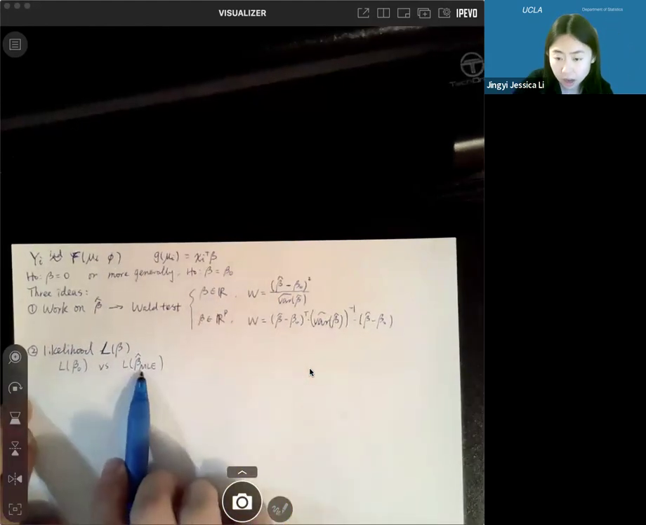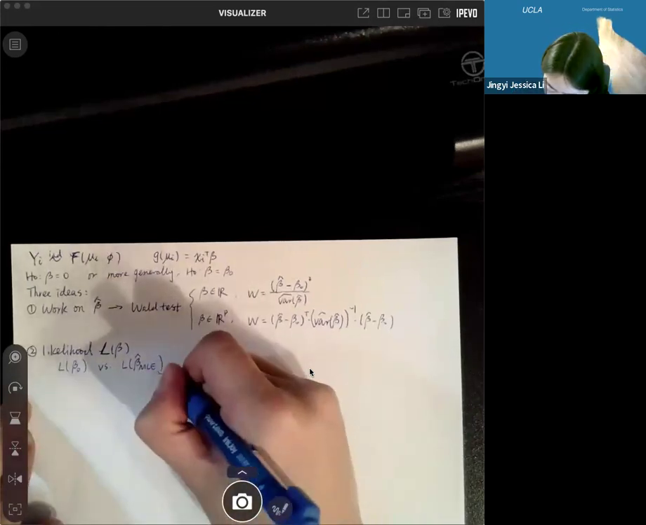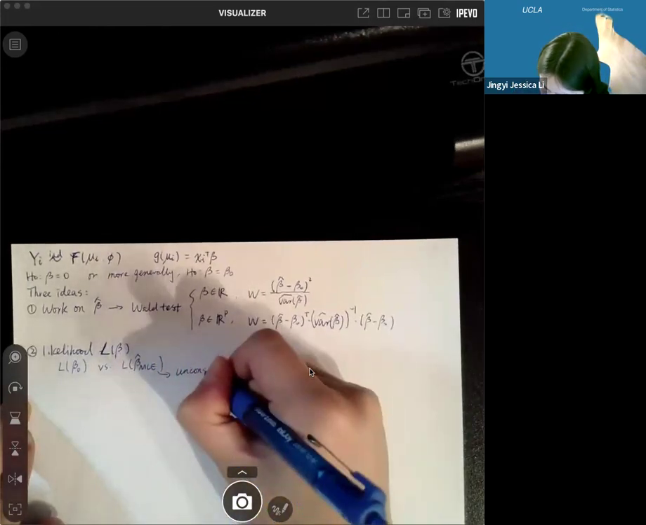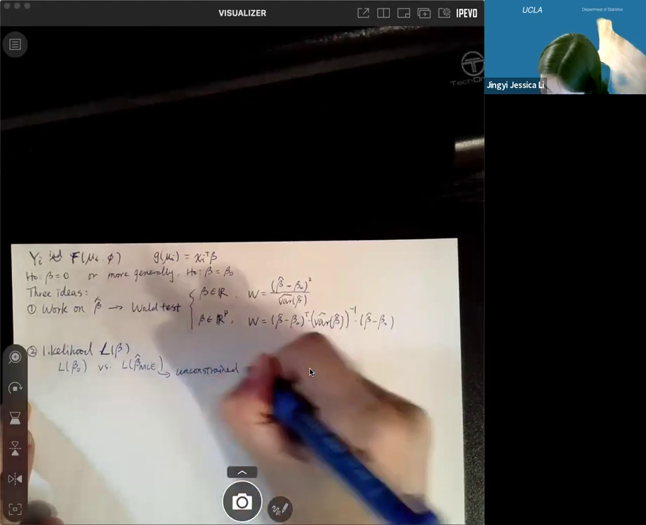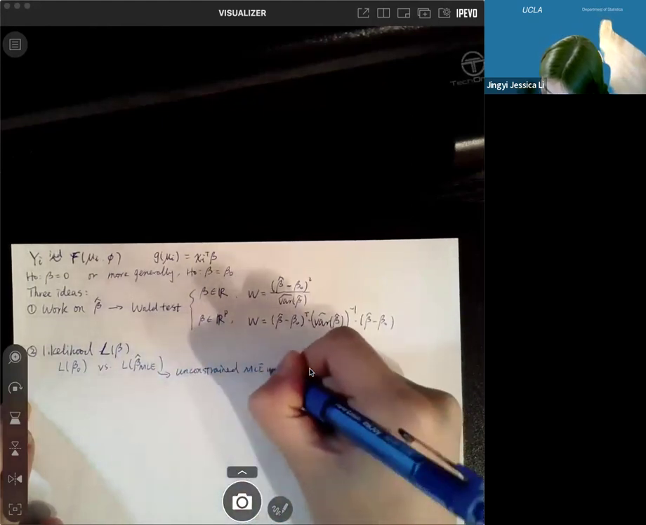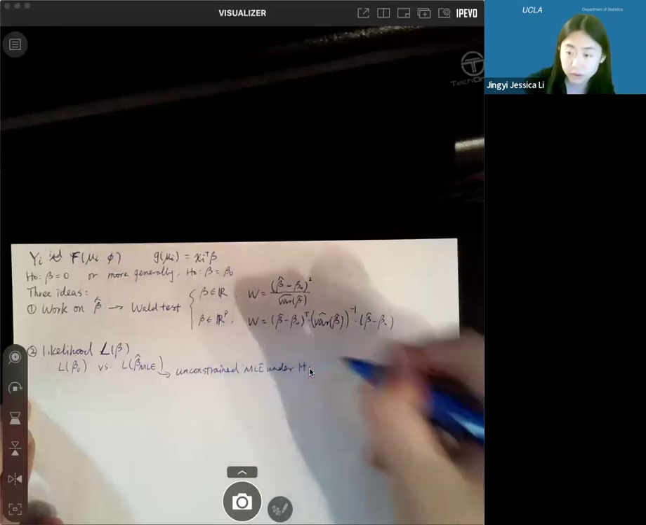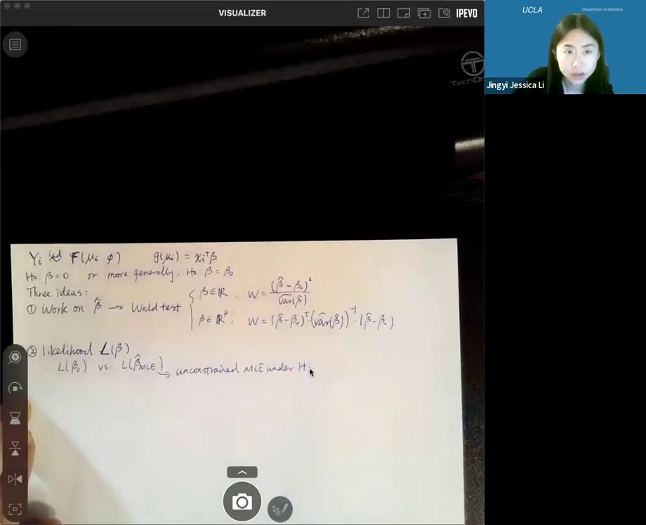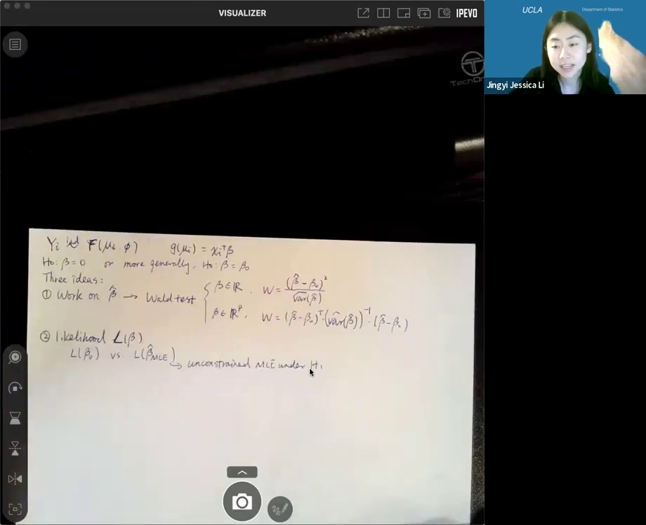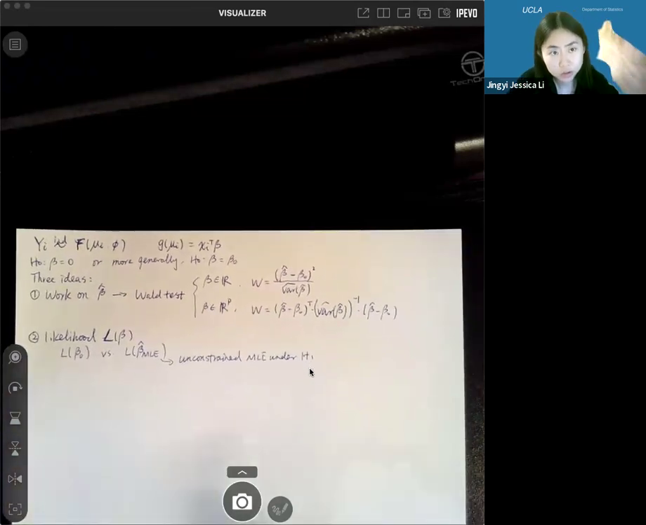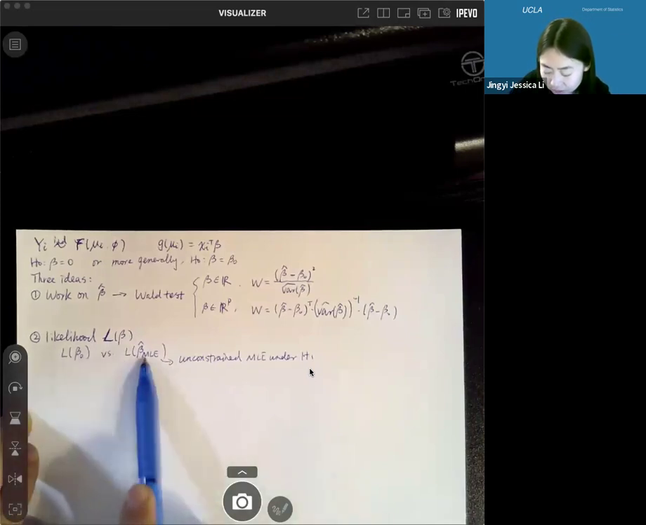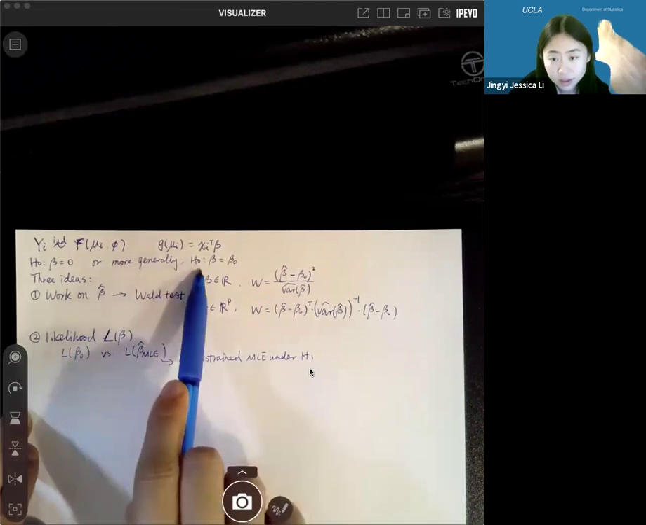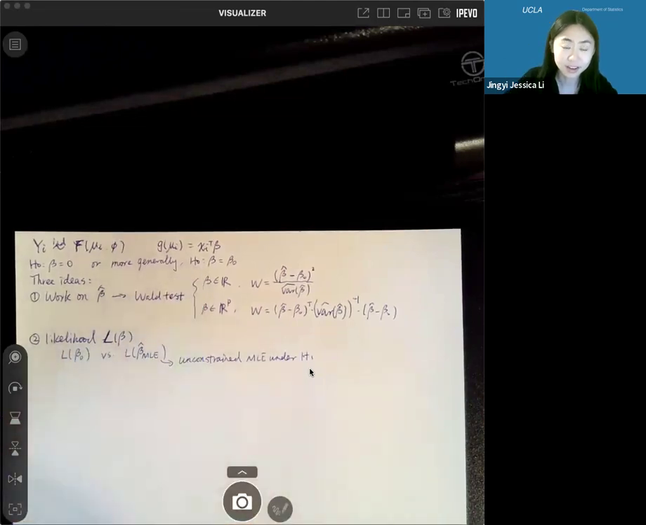So this is like the unconstrained MLE under the alternative H1, alternative hypothesis. So working on the two likelihoods, the idea is that if they are close to each other, which means that the unconstrained model is similar to the constrained null model, then the null hypothesis is likely to hold. So this is like a very general approach to test this null hypothesis.